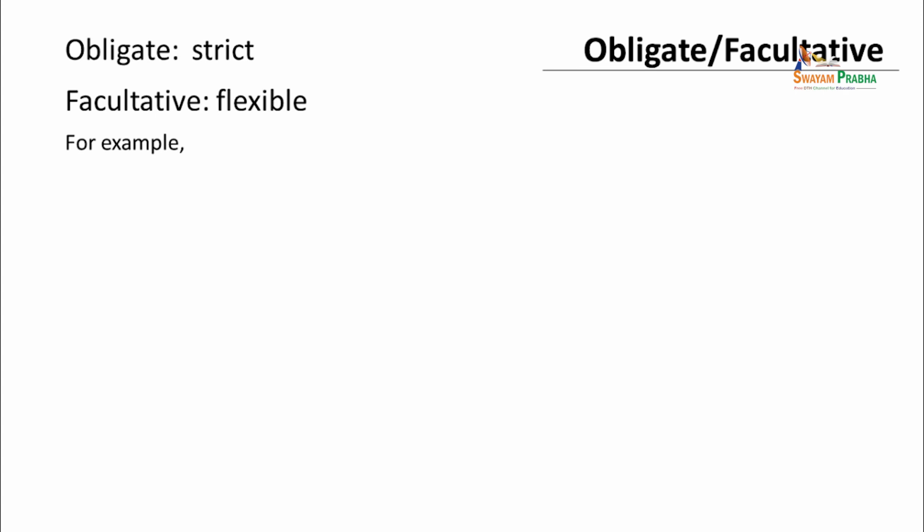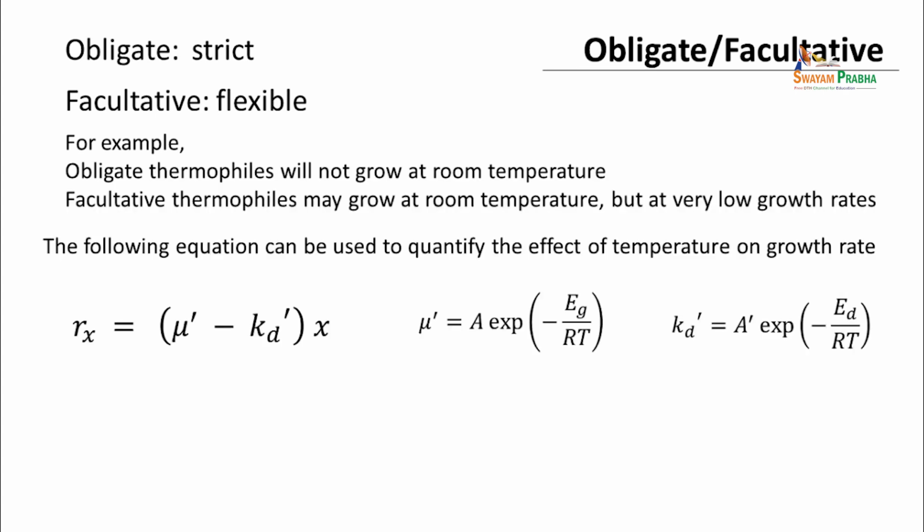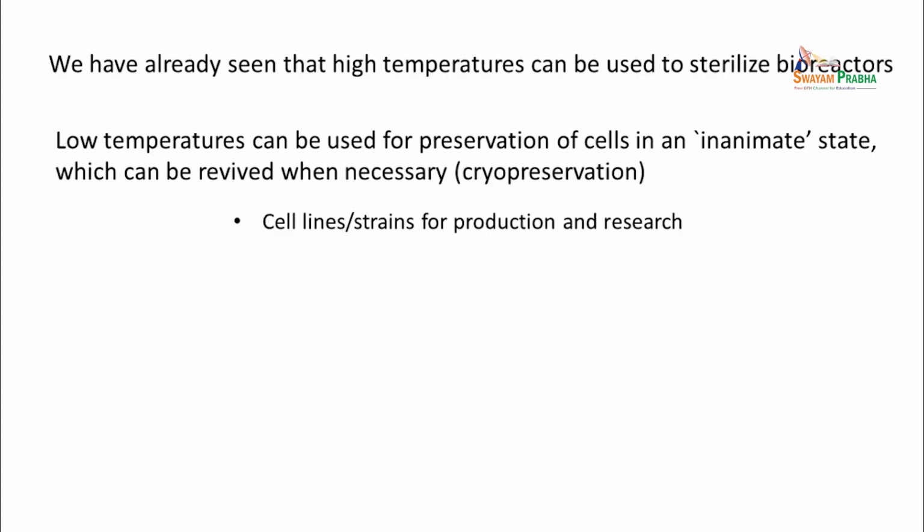Then we also saw the adjectives obligate and facultative that can be used in many different contexts, including temperature dependence. Obligate means strict, facultative means flexible. Then we saw a mathematical representation of the effect of temperature. Then we saw the application of low temperature to maintaining cell lines and strains for production and research, for use in sperm banks, as well as to keep whole humans in a state of suspended animation.